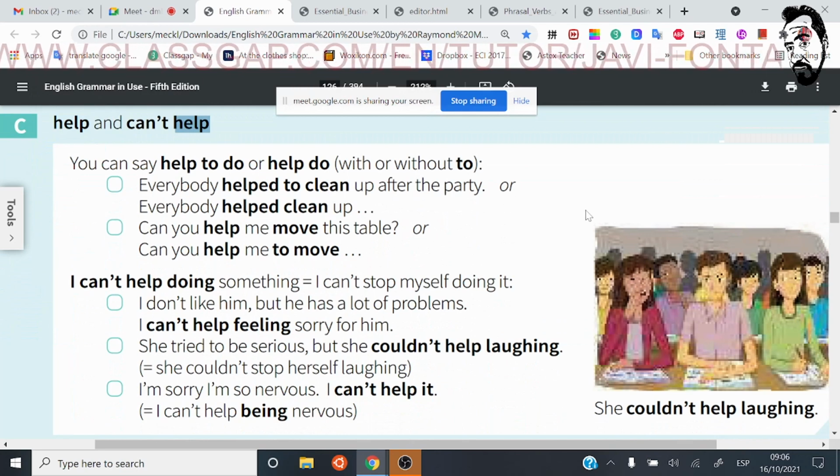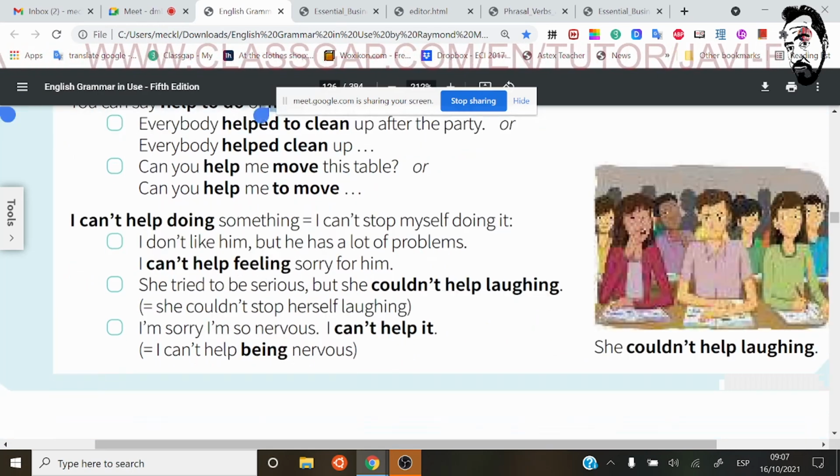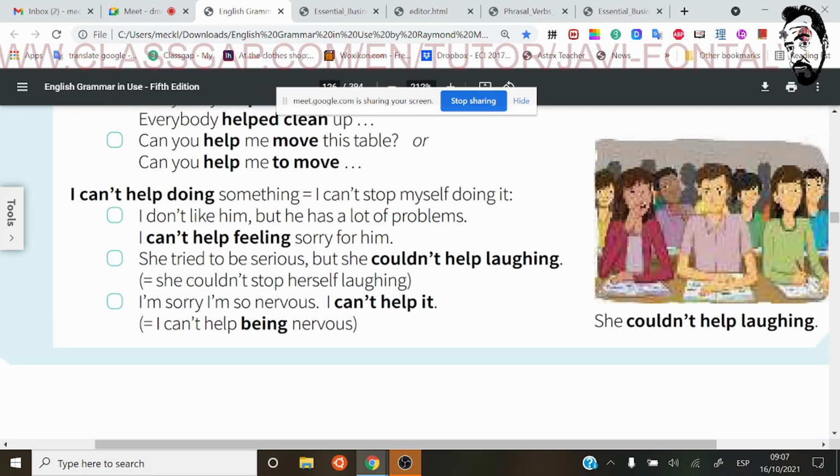So yes, help has two different meanings. So ayudar, that's one meaning. So you can say help to do or help do. Ayudar a hacer. Everybody help to clean up after the party. Or everybody help clean up after the party. Yeah? But you could also say this. I can't help doing. No puedo evitar hacer. For example, I can't help feeling sorry for him. No puedo evitar sentir pena por él.